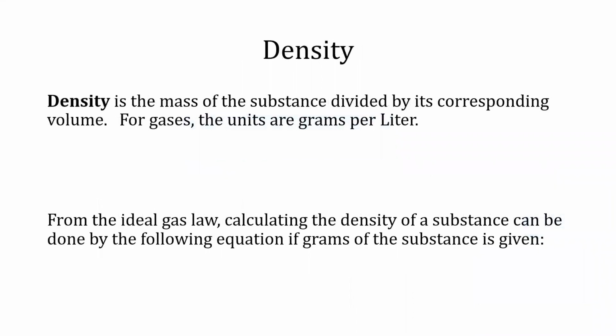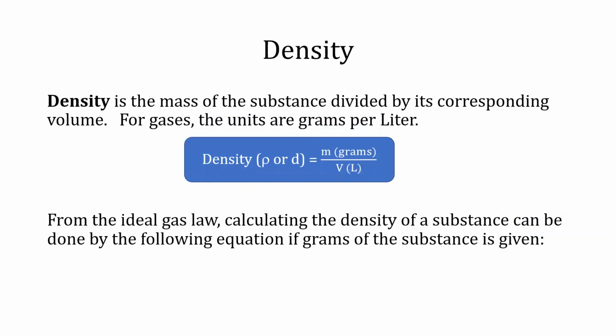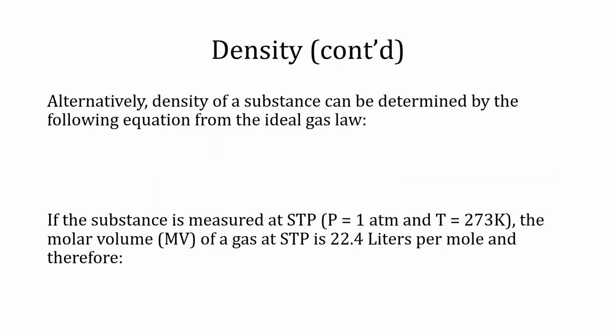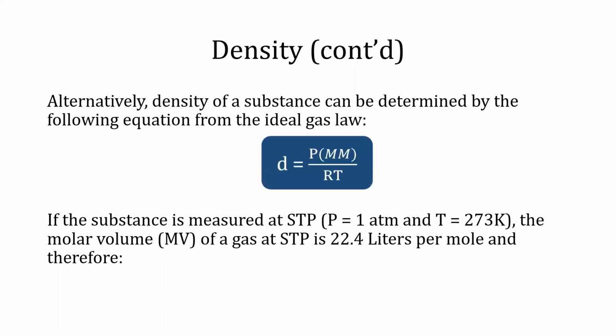Density is the mass of a substance divided by its corresponding volume. For gases, the units are grams per liter. From the ideal gas law, calculating the density of a substance can be done by the following equation if grams of the substance is given: V equals nRT divided by P. Alternatively, density of a substance can be determined by the following equation from the ideal gas law: D equals P times MM divided by RT.